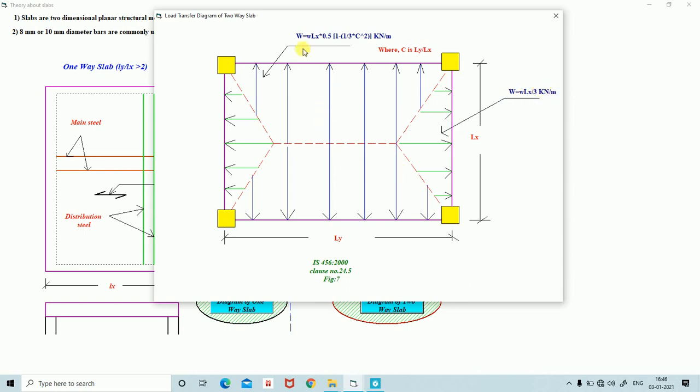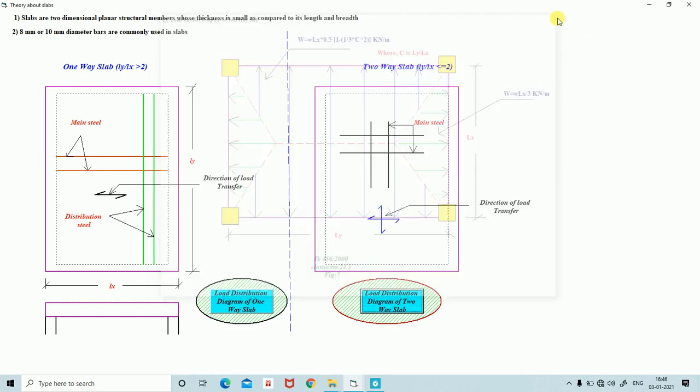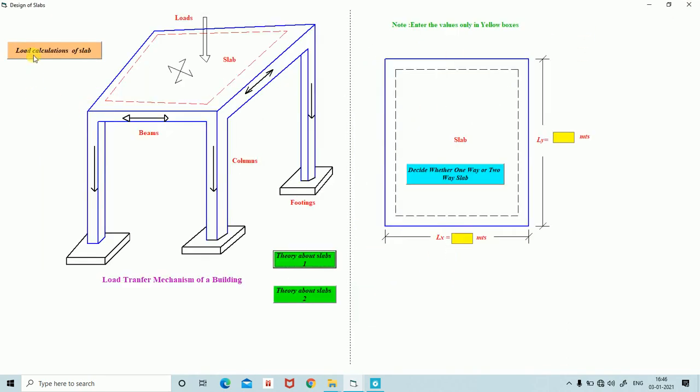And the trapezoidal load falling on this beam is W is equal to w Lx into 0.5 into (1 minus 1 by 3 c square), where c is nothing but the aspect ratio of this slab, that is Ly by Lx, longer span by shorter span. This is the formula we have to use for how much trapezoidal load is falling on this beam. Let us first calculate it.